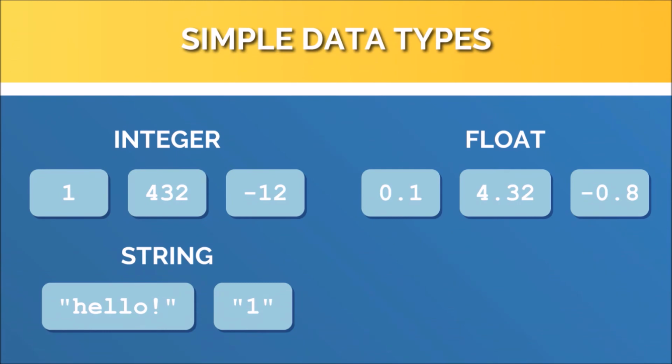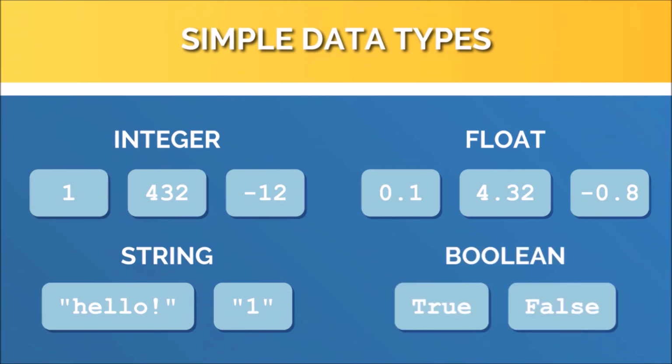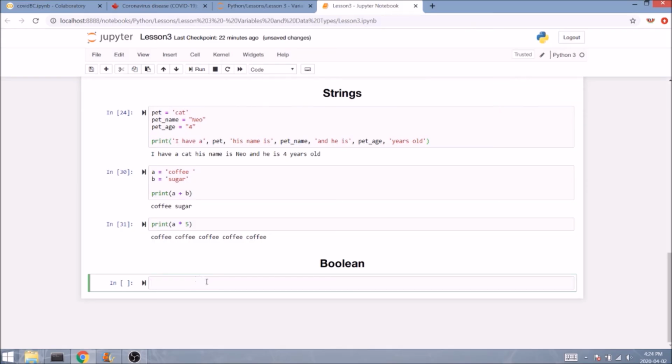The last data type we'll talk about today is Boolean, and it's the easiest of them all because it can only be one of two values. It can either be true with a capital T or false with a capital F. And let me explain with an example.